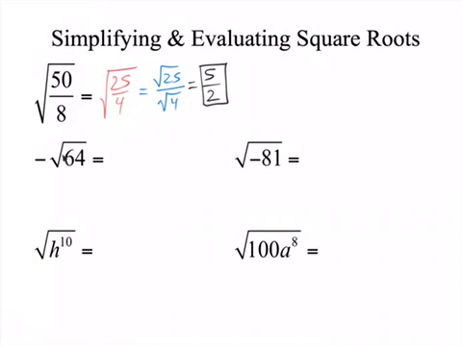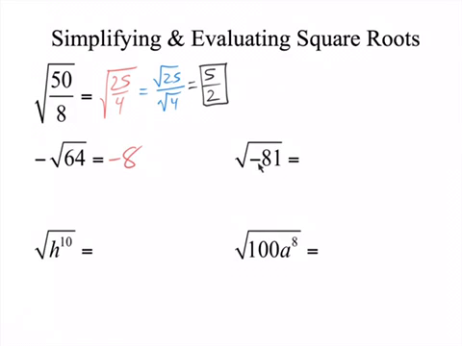Now, let's look at the next one. Well, the square root of 64 is 8, but would that negative mess me up? No. You could just take the square root of 64, which is 8, and make it negative. So the answer is simply negative 8.